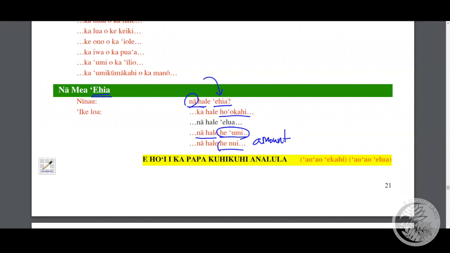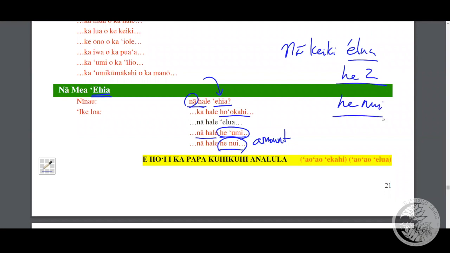Now, a common way to express just a lot of something, more than perhaps you can count, is the expression he nui. So I might say nakeki, the children. Nakeki elua, the children numbering 2. Nakeki he elua, the children numbering 2. Again, he meaning an amount. Maybe I want to say the children, but there's a whole lot of them. Nakeki he nui would be the expression.